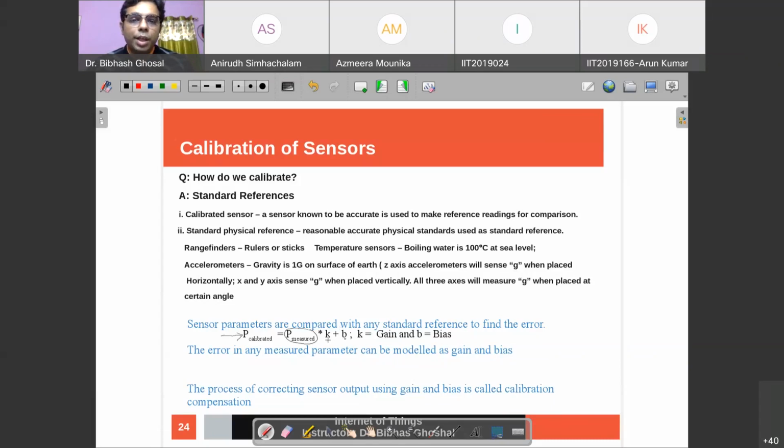K is called the gain. So if there's some factor by which it's reduced, you multiply that by the value, and then you add some offset to that. That's called the bias. So in this way, you try to calibrate the value that is obtained from a sensor.